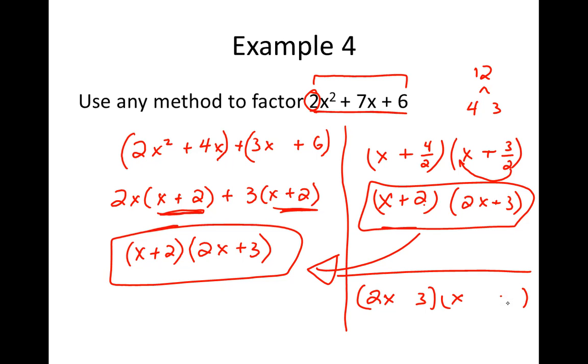3 and 2. And then again, I try out the outer and the inner. 4 and the inner is 3, which gives me the 7. So again, that's what I would get. 3 different ways. I'm not going to work in 3 different ways every single time. I'll probably show you the factoring by grouping.